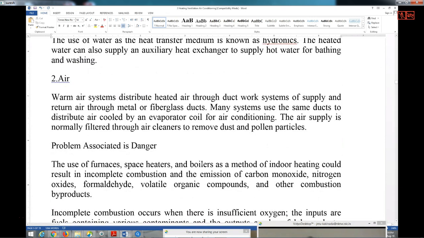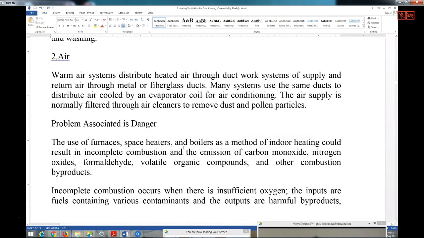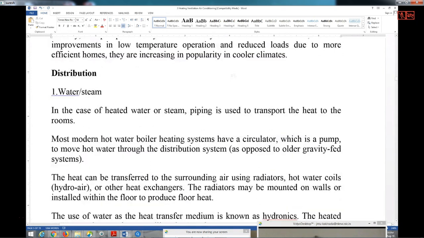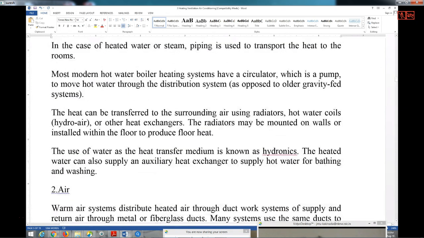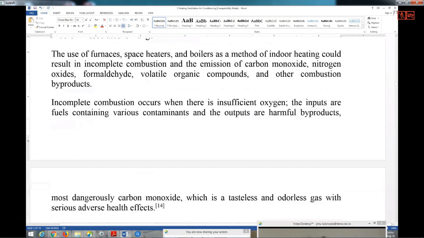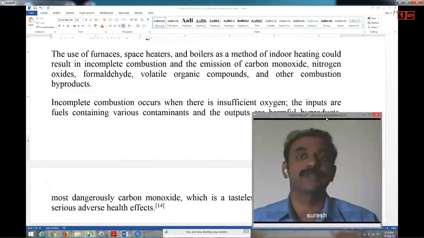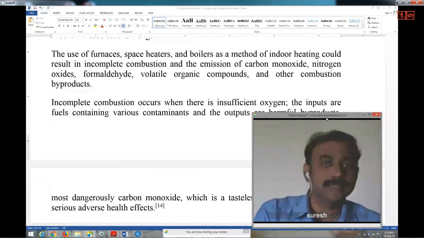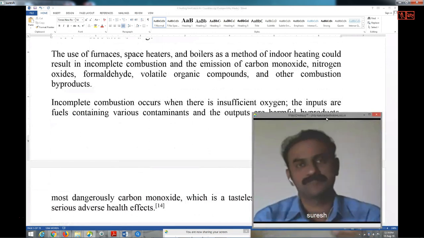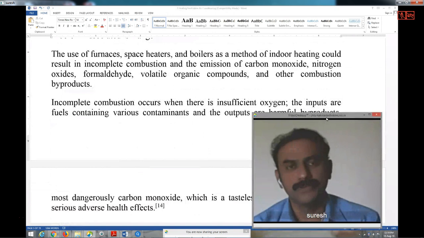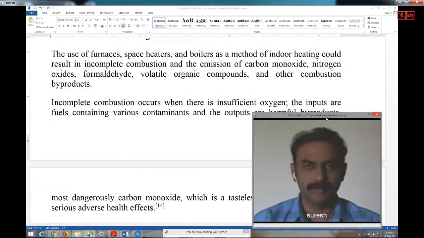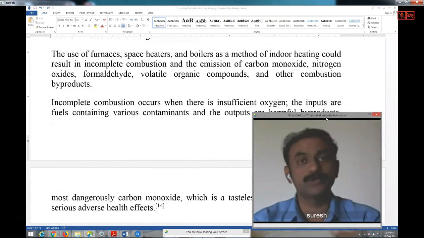Then what are the problems associated with this transfer of heat through water or steam or air? The problem associated is the use of furnaces, space heaters and boilers as a method of indoor heating. This results in incomplete combustion. The fuel may be completely burned, or the fuel may not be completely burned. These are the two issues we have to see.